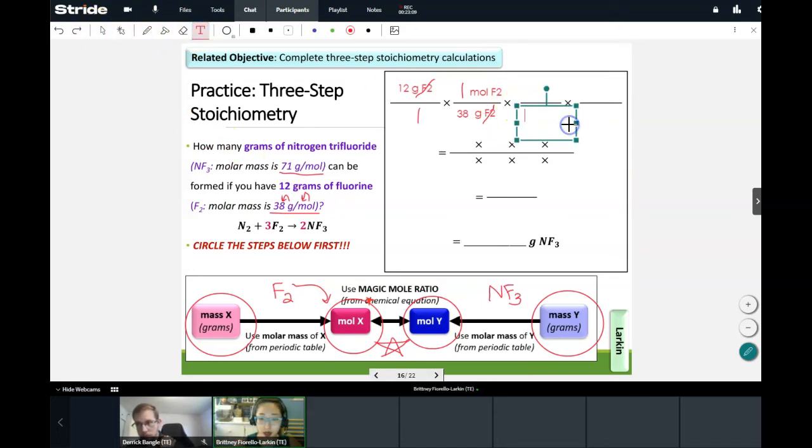I'm going to get rid of moles of F2 on the bottom. I need to get to moles now of my new chemical on top, which is what? Moles of what on the top? What am I solving for? Take a look at my blue side. Yeah, moles of NF3. That's what I'm solving for on top.